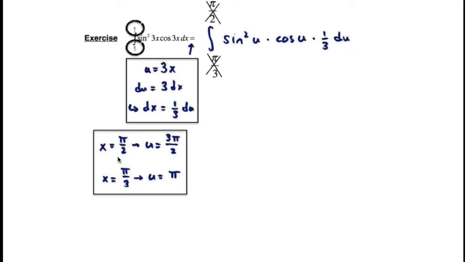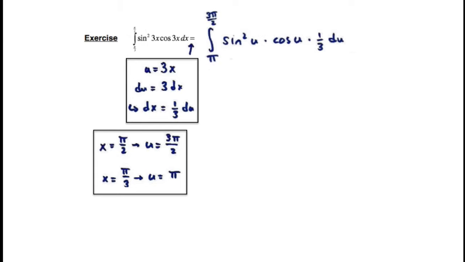So when x equals pi over 2, what is u equal to? Well, u is 3x. So when x equals pi over 2, u equals 3 pi over 2. When x equals pi over 3, u equals pi. So my new limits of integration are now 3 pi over 2 and pi.